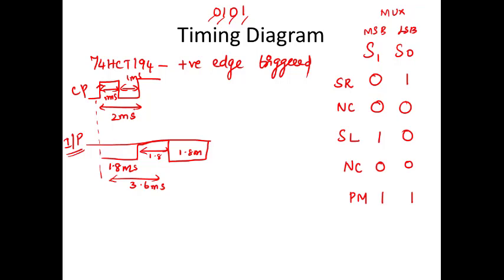I am taking it in such a way that this 1.8 millisecond changeover in the input will occur before the rising edge of the clock. So I am taking the input 0101 both for my shift right and my shift left operation.